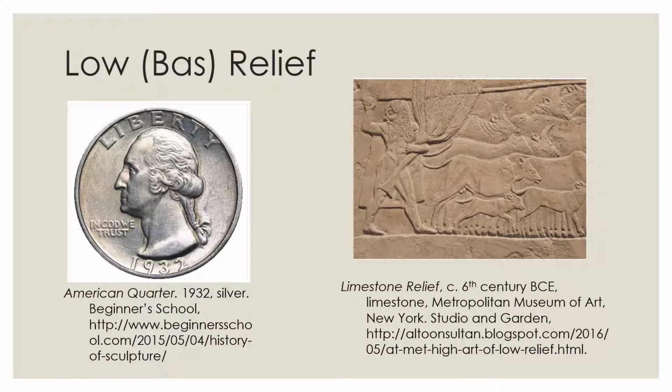An example of low relief would be a coin. Here I have an American quarter. American quarters are currently made out of copper and nickel, but previously they were made out of silver.